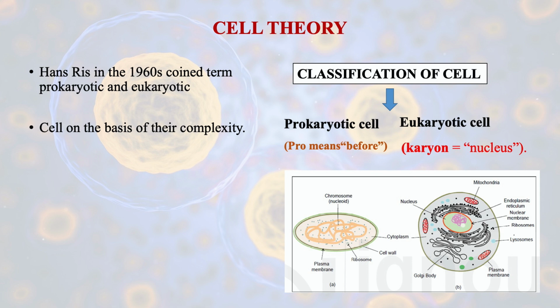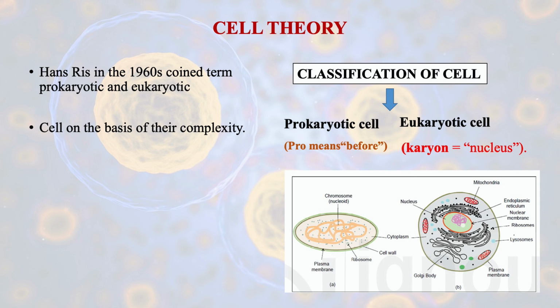And now we will understand how we classify cells. On the basis of the complexity of the cell structure, cells are divided into 2 major categories. One is the prokaryotic cell, another is the eukaryotic cell. Prokaryotic cell means before nucleus, and eukaryotic cell means true nucleus.